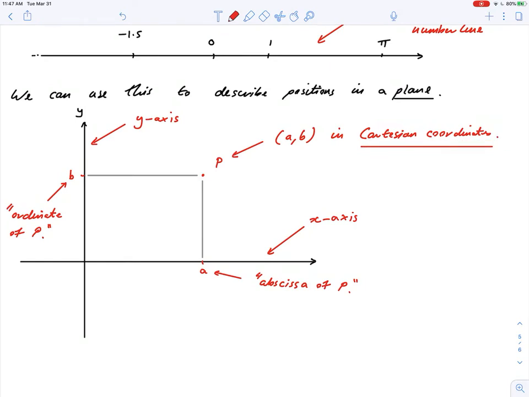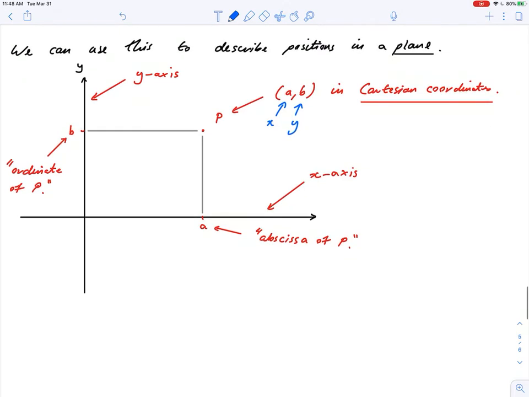The Cartesian coordinates of a point are the numbers, or the pair of numbers, A comma B, right, where I think about this as my kind of the X, and I think about this as my Y, if you want, right? So the horizontal component and then the vertical component. So the point P isn't equal to that, not really. It's just described by that. So this is giving a way to describe a position in the plane once I've fixed two axes, an X and a Y. So this whole thing, once I've fixed two axes, is called something. It's called the XY plane.